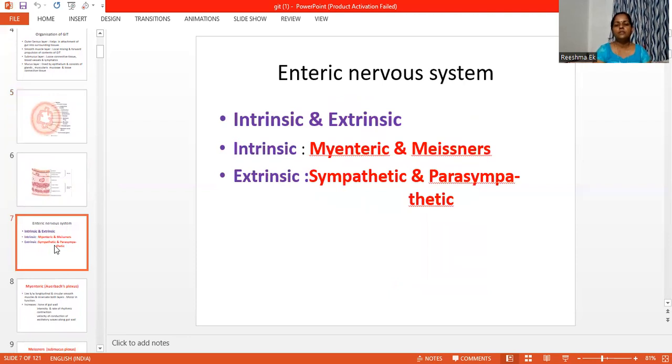Now about the enteric nervous system, which is the local nervous system of the gastrointestinal tract. It consists of the Myenteric and Meissner's plexus. The autonomic nervous system is otherwise known as the extrinsic nervous system, and it has two sets of nerve fibers, the sympathetic and parasympathetic nerve fibers. So this is the nerve supply of the gastrointestinal tract.